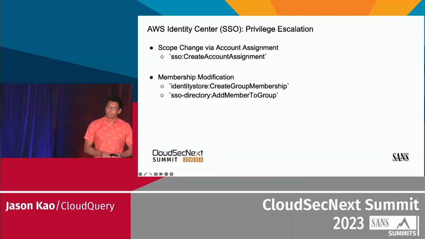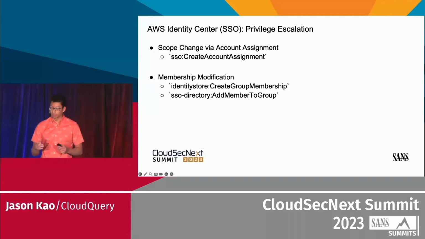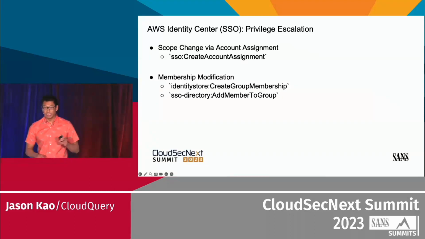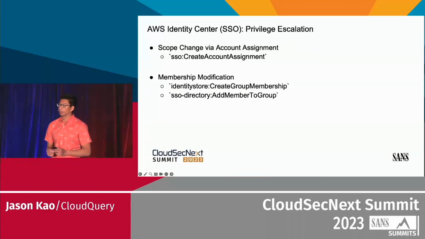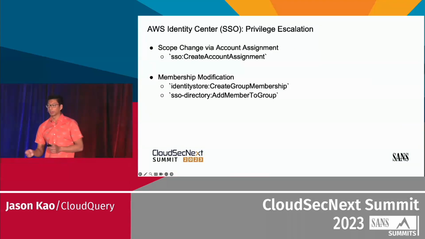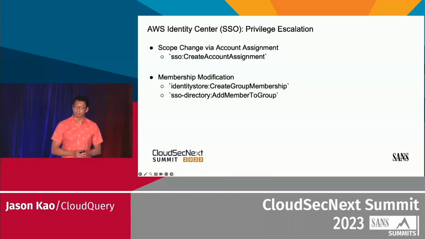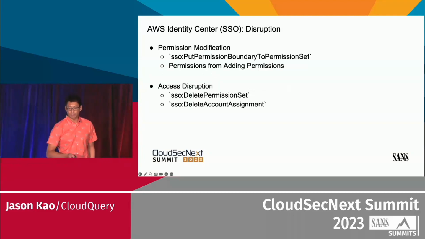We also have scope change via account assignment. This is SSO create account assignment. And then we also have membership modification via identity store create group membership and SSO directory add member to group. Keep in mind here that for the membership modification, there are actually 2 different service prefixes. One is identity store, and 2 is SSO directory. These both do very similar things for modifying membership to Identity Center.